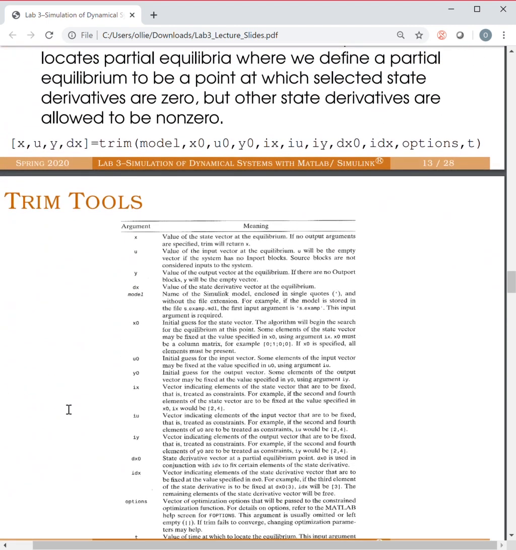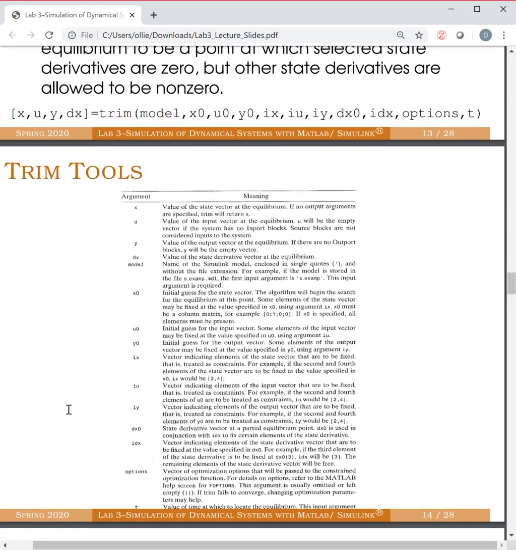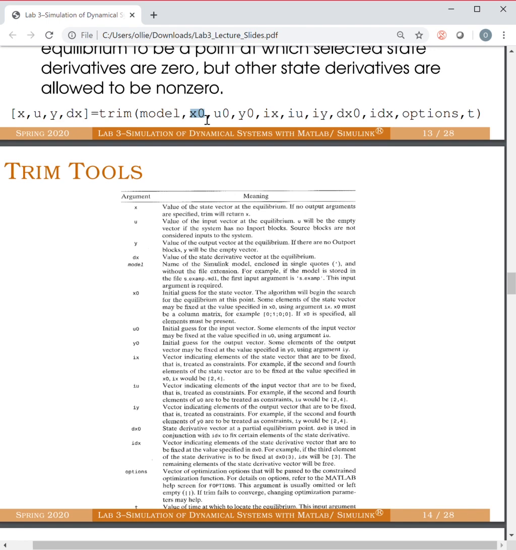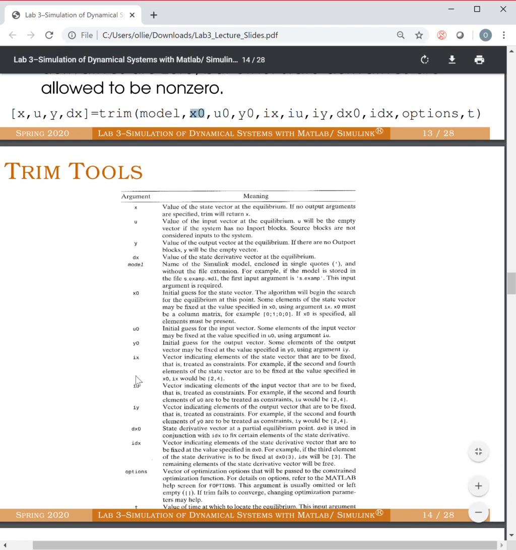Okay, moving on. Here are the inputs and outputs for the trim function. The important ones are x and x naught. So x is your states, that's going to be the equilibrium states, and the x naught is your guess. So it's going to find the equilibrium closest to your guess. So please read all of these and understand them.